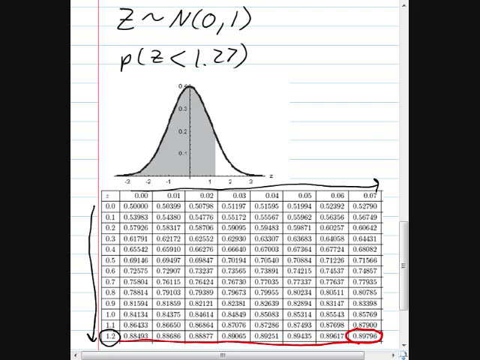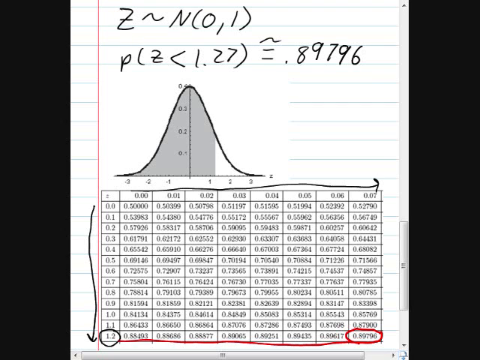This gives me the total area under the curve up to 1.27, which is the probability I'm looking for. So this probability is approximately equal to 0.89796. What this means is that for a standard normal random variable, the probability that that random variable will take on a value less than 1.27 is 0.89796 roughly.